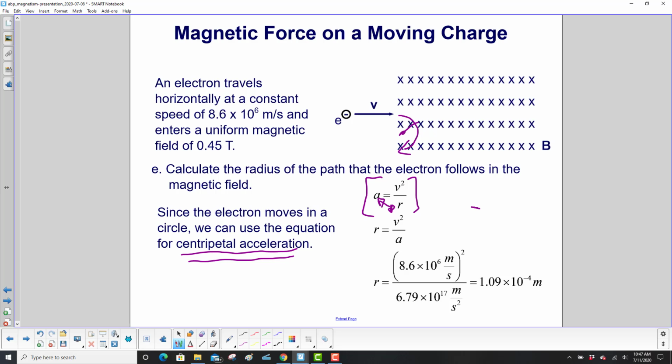So we square our velocity of the electron. Make sure you pay attention to that. Divide it by the acceleration that we found, and you get 1.09 times 10 to the minus 4 meters.